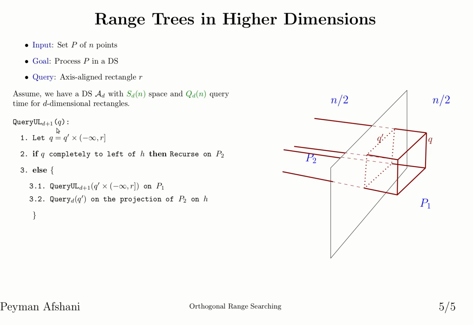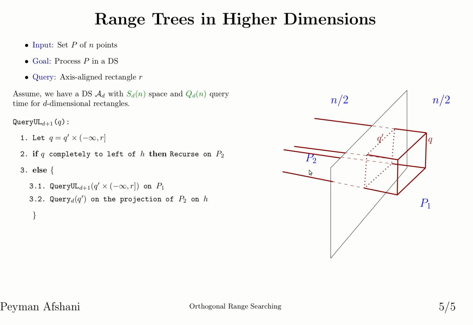Assume this query has been called on points at P. Since we have a recursive data structure, this has been decomposed into two point sets, P1 and P2, using a hyperplane H. In this case, we have one easy case. If query Q is completely to the left of this dividing line, then we only recurse on P2.